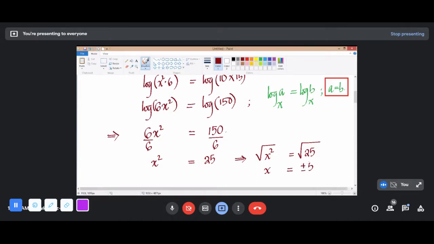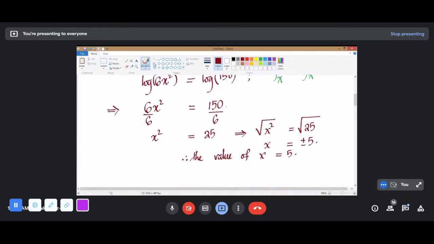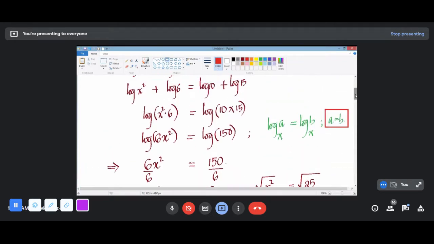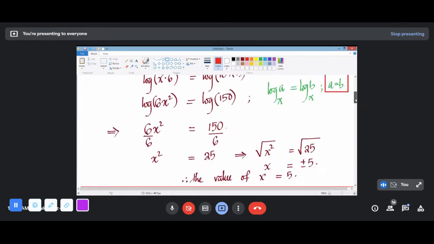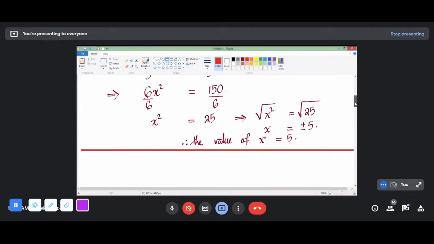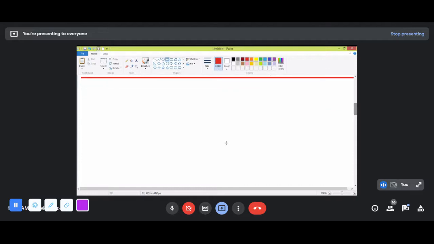This gives us plus or minus 5. However, the value of x to take should be the positive value, which is 5, not negative 5. But keep in mind that, being x squared, there are two solutions, but you give us the positive value of x. That is our example 1.